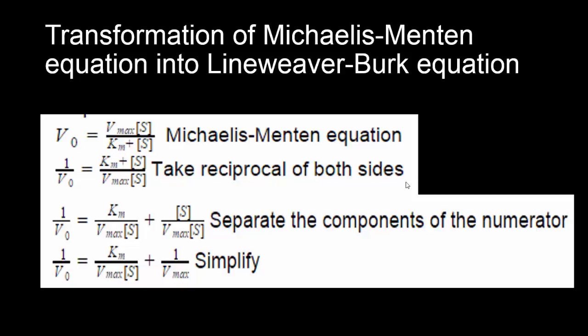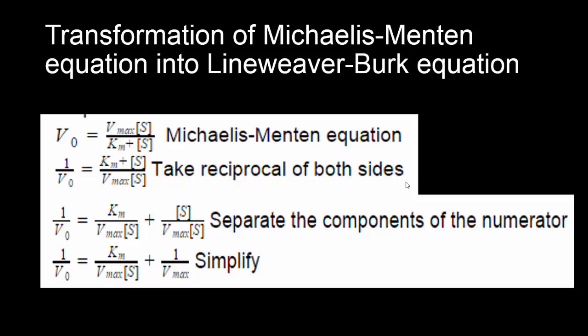So the first line of this equation shows the standard Michaelis-Menten equation. The next step is to take the reciprocal of both sides. And this simply means flipping the fraction. The next step is to separate the components of the numerator. And the final step is to simplify. And the simplified final step is therefore the transformed Lineweaver-Burke equation.